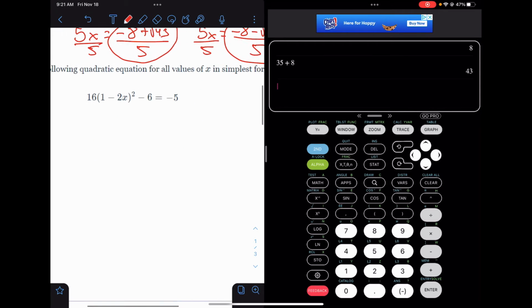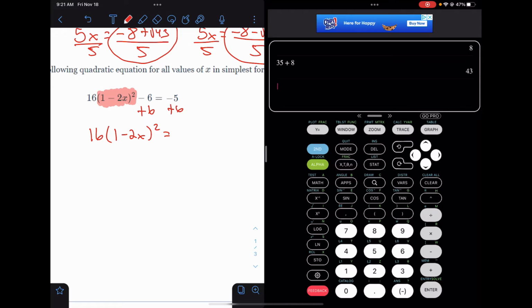All right. Next one. So again, our first goal is to isolate the thing being squared. Okay? So the first thing I'm going to get rid of is the 6. So I get 16 times (1 minus 2x) squared equals 1. All right? And then the next thing I need to get rid of is the 16. So I'm going to go ahead and divide by 16. And I get (1 minus 2x) squared equals 1 over 16.